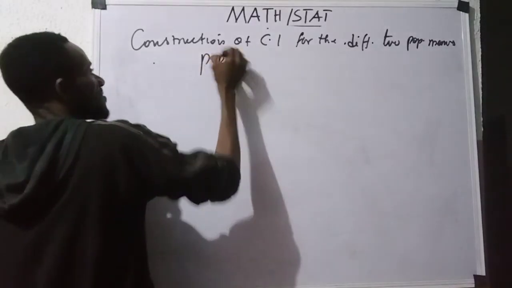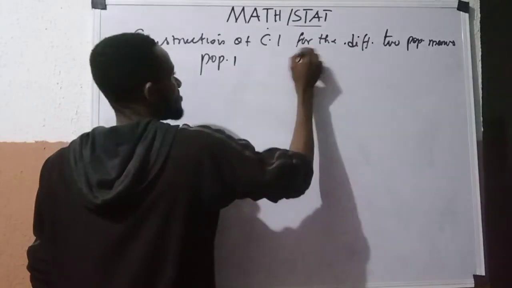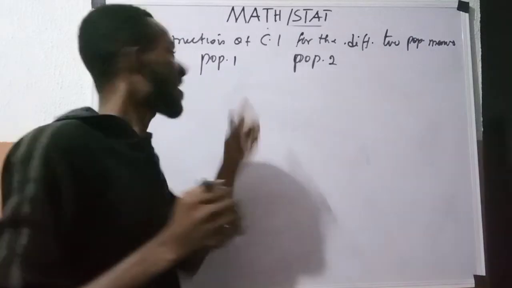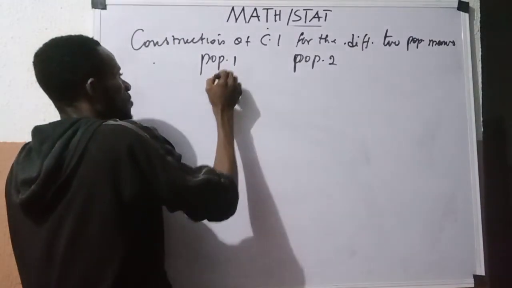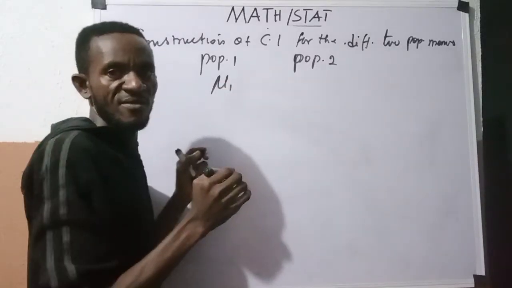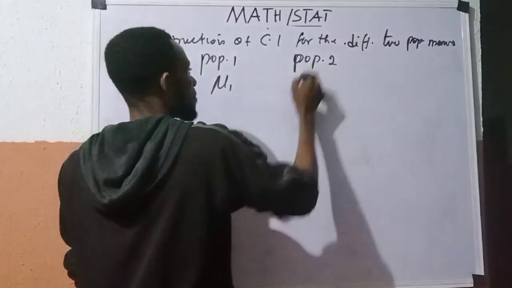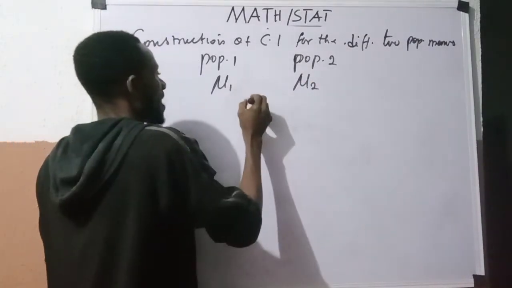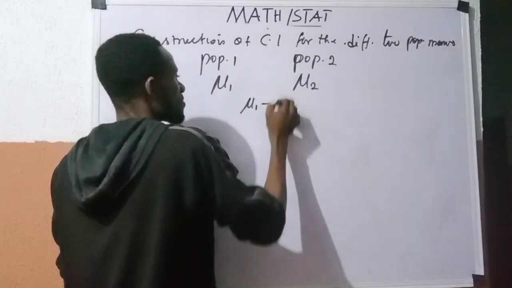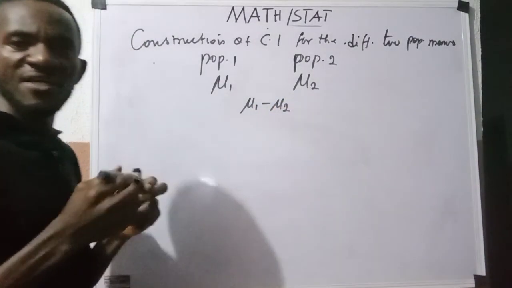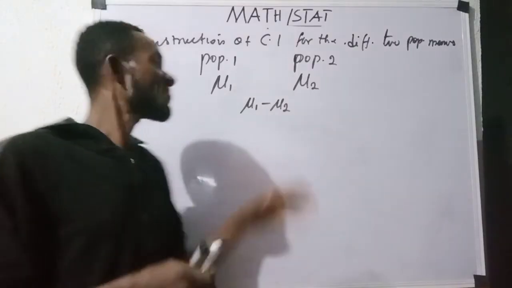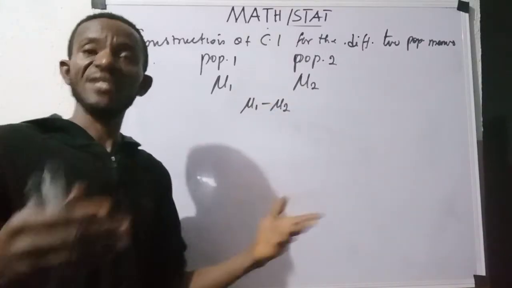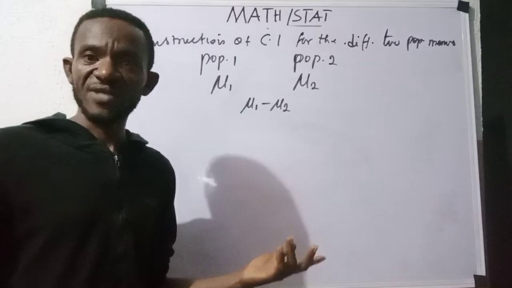So in this case you have population 1 and population 2. From population 1 you have what we call mu 1, and in population 2 you have what we call mu 2. The difference between these two is mu 1 minus mu 2. So the confidence interval you want to build is one that is going to contain mu 1 minus mu 2. And we are still saying let it be L and U.